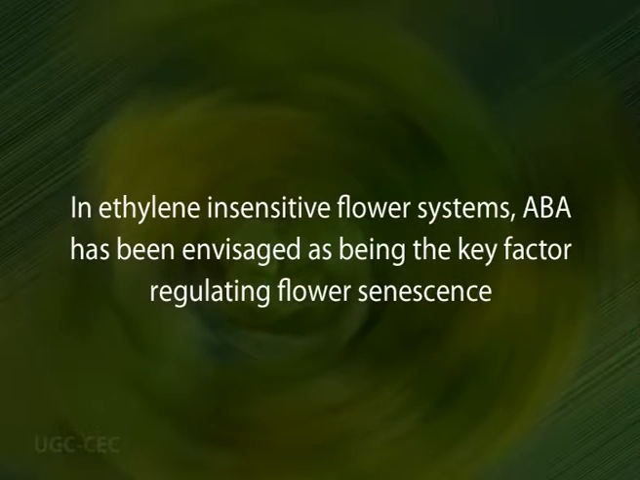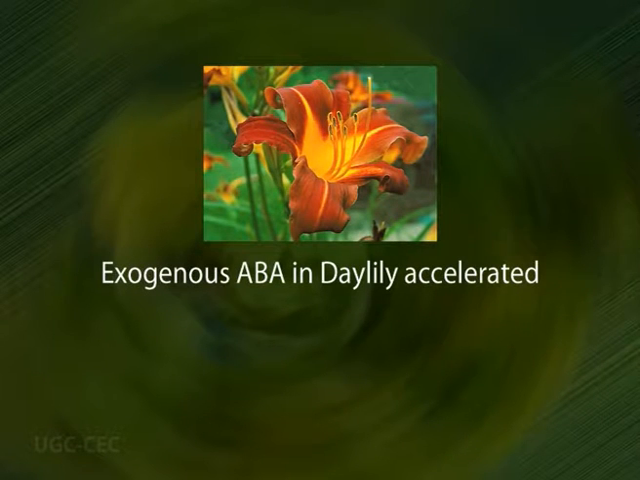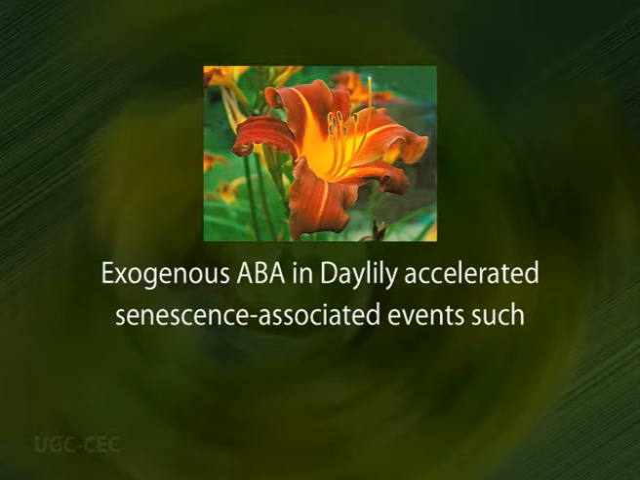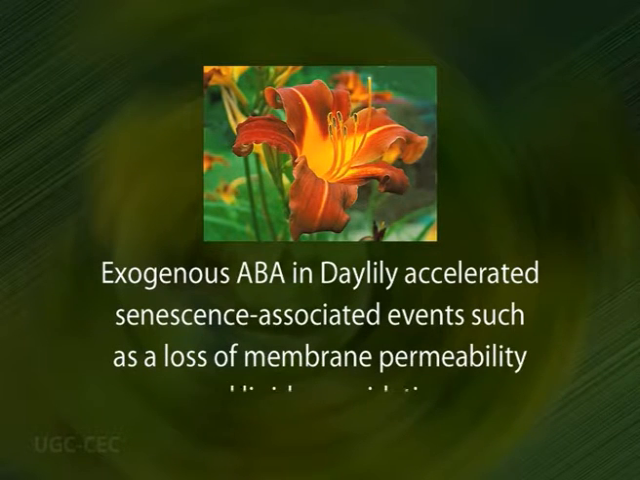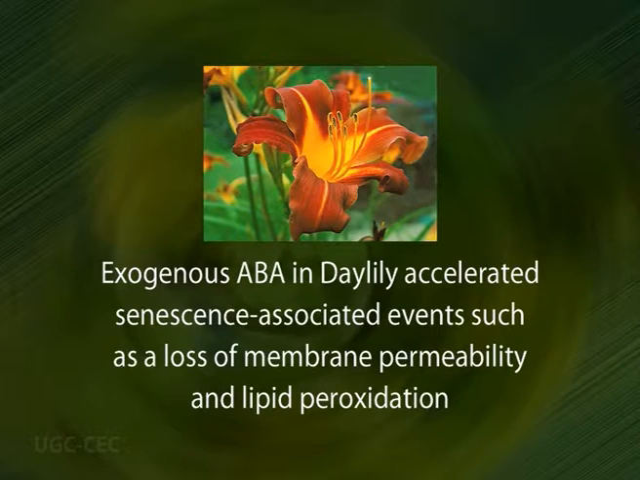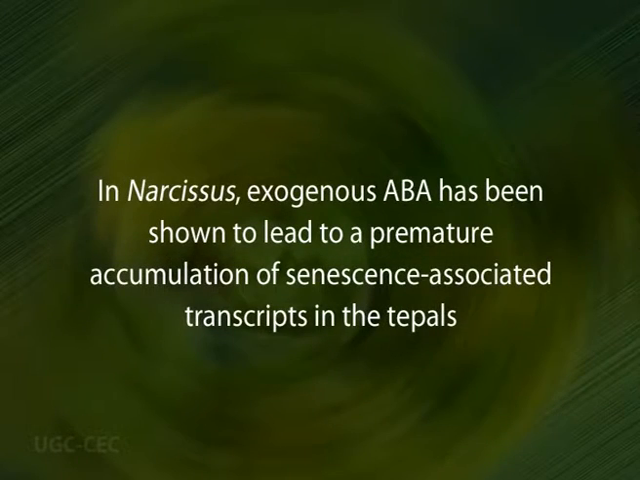In ethylene-insensitive flower systems, abscisic acid has been envisaged as the key factor regulating flower senescence through an early and continuous accumulation in various flower tissues. Exogenous abscisic acid in daylily accelerated senescence-associated events such as loss of membrane permeability and lipid peroxidation. In narcissus, exogenous abscisic acid has been shown to lead to a premature accumulation of senescence-associated transcripts in tepals. Abscisic acid is thus thought to be the primary hormonal regulator of flower senescence.